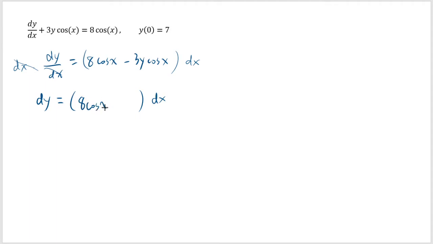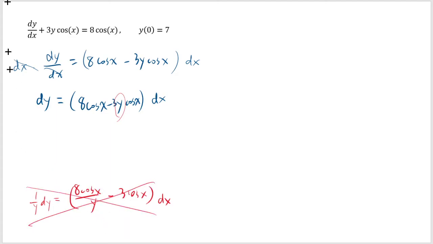But this is trickier than the other ones because, see, what's wrong, what shouldn't be here? It's really this thing right here, right? That's the bad one because y should belong here. The problem with this is you can't just divide by y, because if you just divide both sides by y, then you get 1 over y dy, but it'll be 8 cosine x divided by y minus 3 cosine x. And that's bad because although you succeeded in getting rid of this y, now y appeared in some other place, so that's not a good idea.